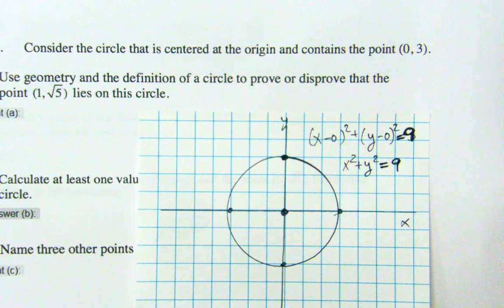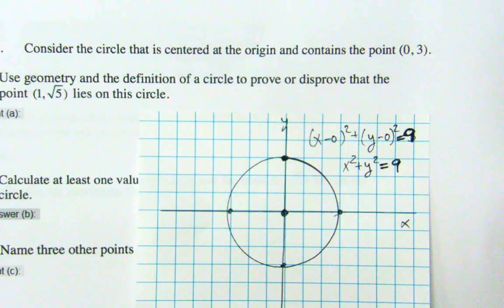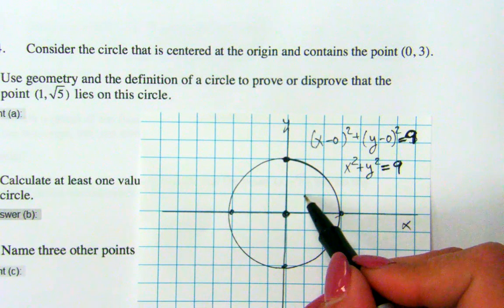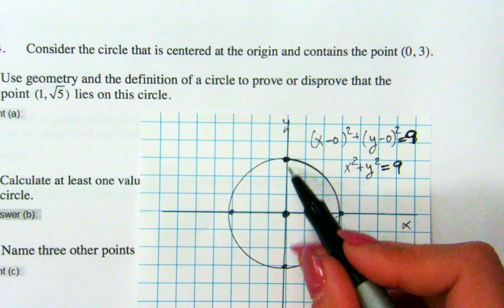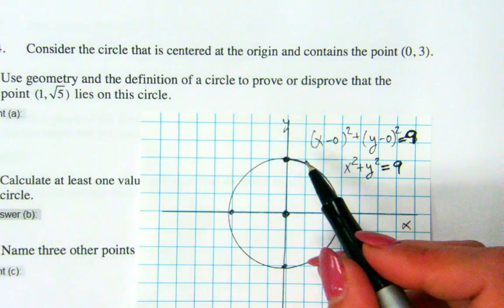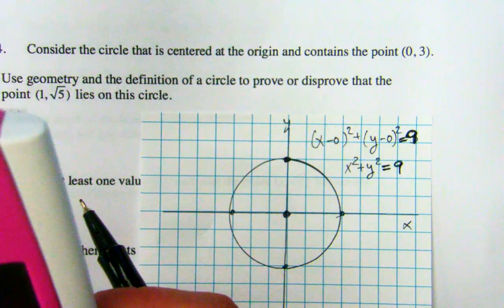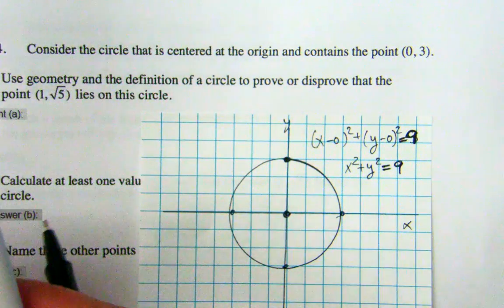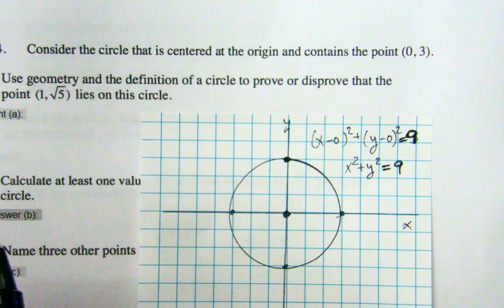Okay, use geometry and the definition of the circle to prove or disprove that the point (1, square root of 5) lies on this circle. Where's 1, square root of 5? What is the square root of 5? 3 point something? I don't know what the square root of 5 is. Less than 3. Oh, well, that's not helpful. Go to classic mode.